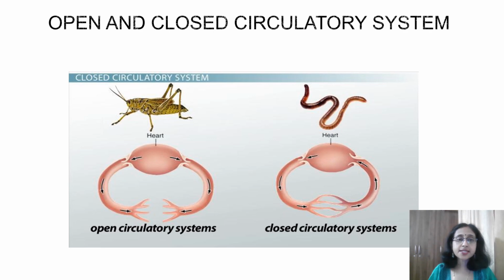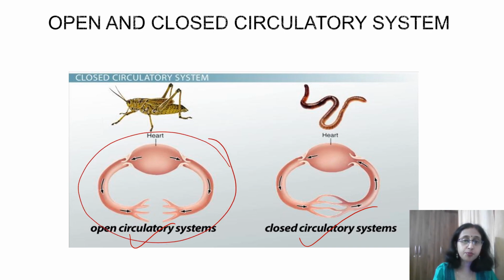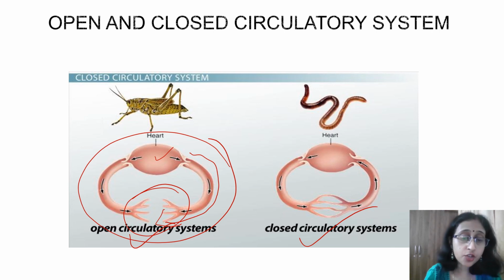Now here we have two diagrams. One is the open circulatory system and the other is the closed circulatory system. In the open circulatory system, the blood is carried from the heart to a place where it opens up. The blood vessels are not closed and do not take blood to other organs. It is left in the body cavity, so we call it an open circulatory system.